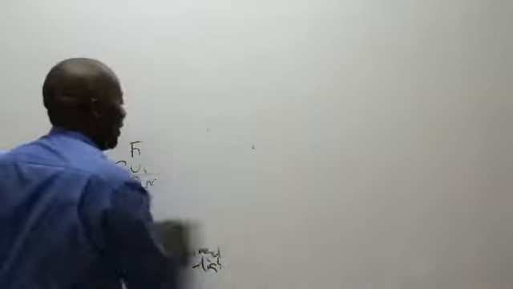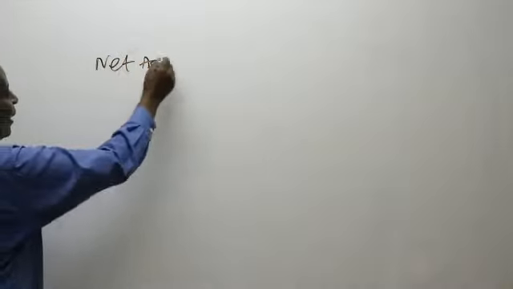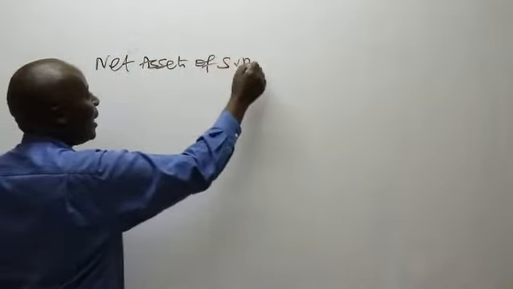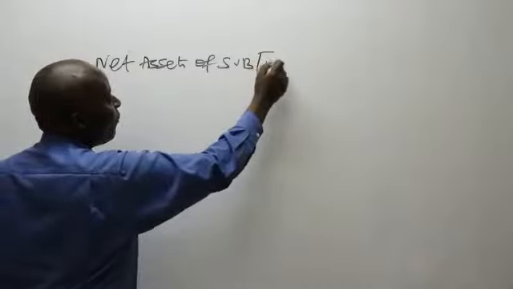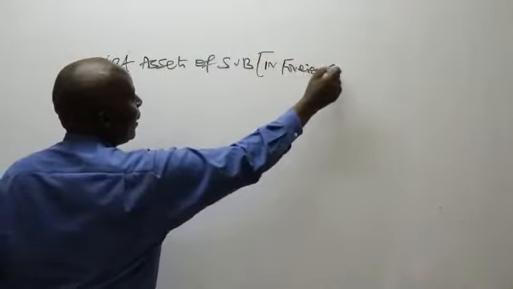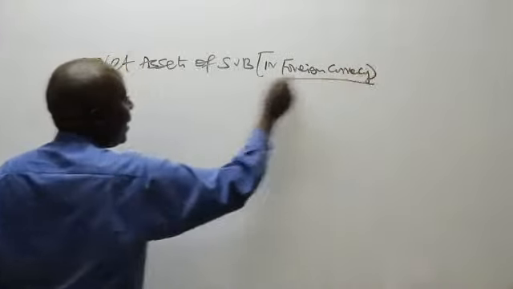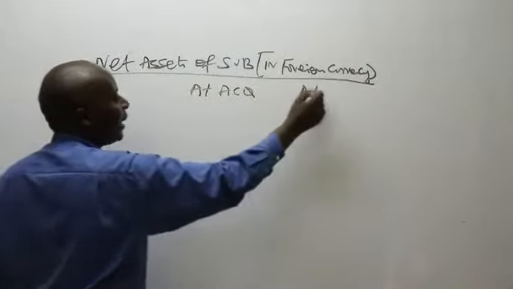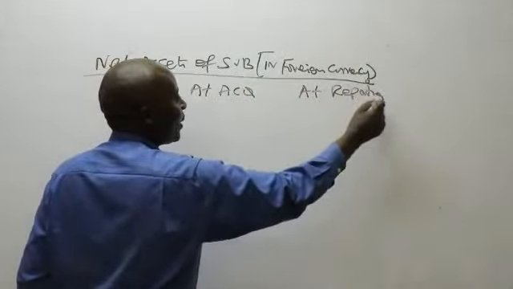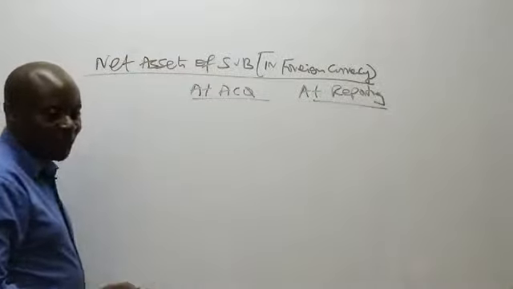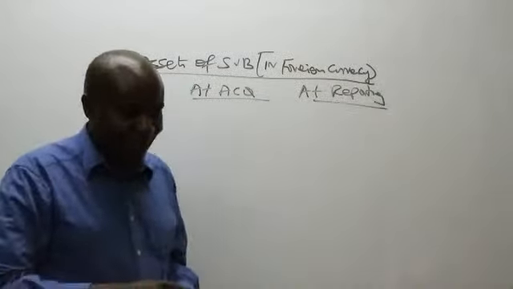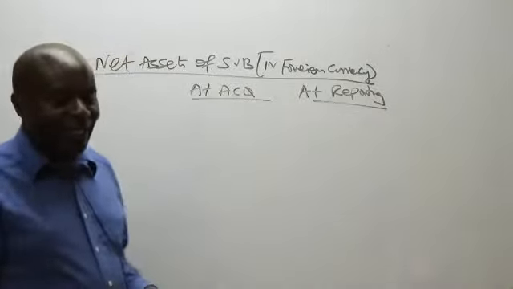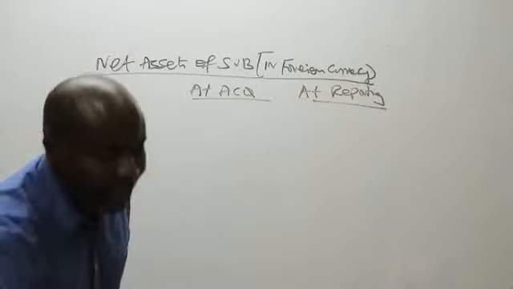To finish the balance sheet, we start with the net assets of the subsidiary. Write net assets of the subsidiary. These must be given in foreign currency. Remember, net assets is at acquisition and at reporting. It's net assets at acquisition and net assets at reporting.